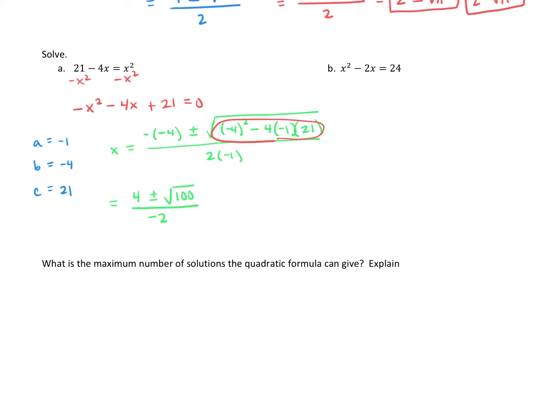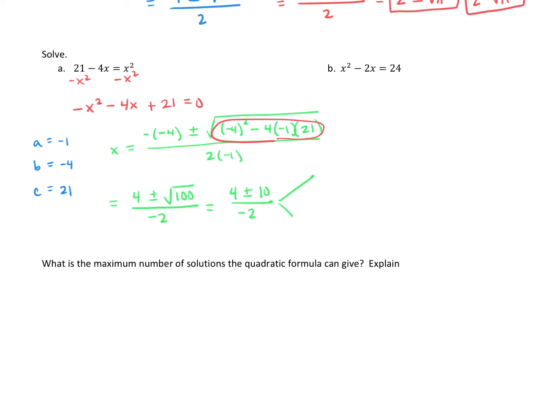All right, next up, let's go ahead and see what we can do with our square root. Now 100 is a perfect square, so square root of 100 is 10. So we'll replace that with a 10, 4 plus or minus 10, all over negative 2. All right, so from here, we're going to get our 2 separate answers. This 4 and this 10 are like terms, so we can actually do 4 plus 10 and 4 minus 10. We'll take that value and divide it by negative 2.